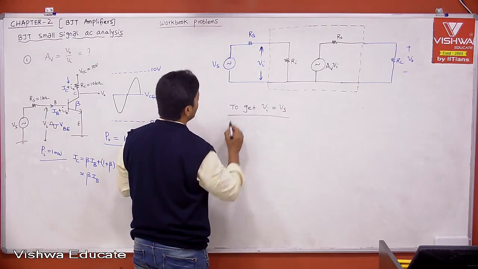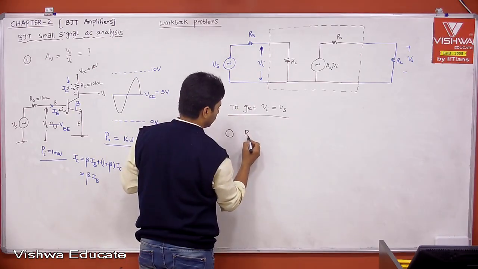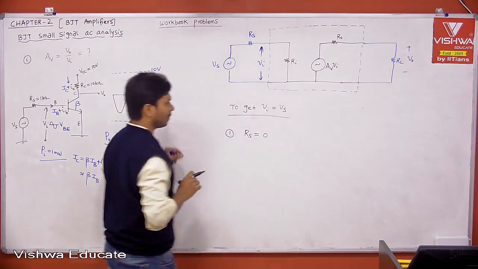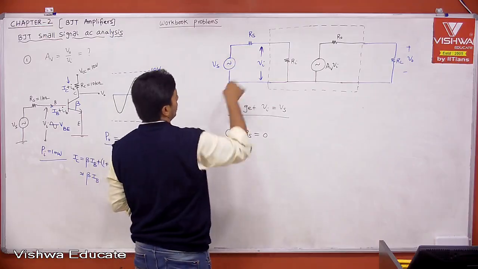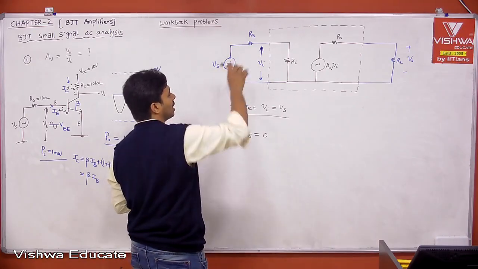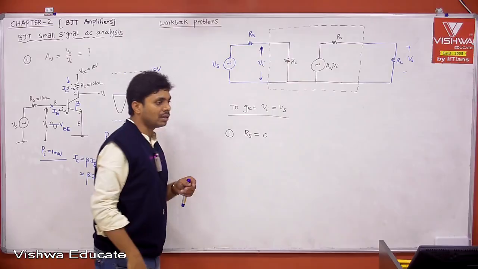Number one, your Rs should be 0. Therefore, what do you mean by Rs is 0? I want an ideal voltage source. I want ideal voltage source excitation to the amplifier. Therefore, it will amplify, right? That is the meaning of it.